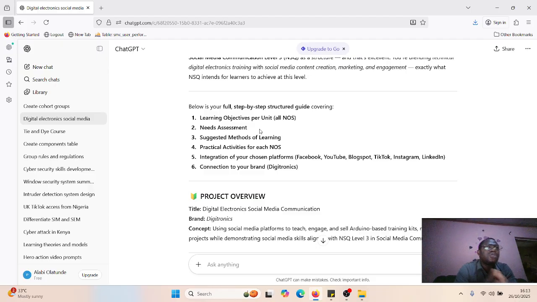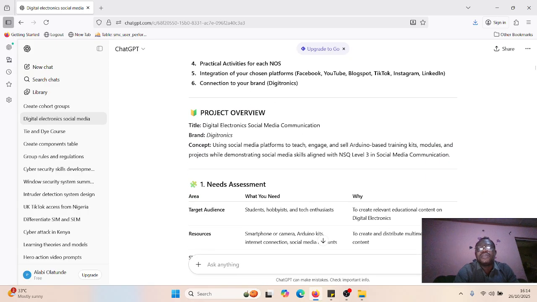Now, what you must know is the concept that will bridge the two together. What you must know will fulfill the requirements for NSQ. Let us not waste much time on that. The suggested method of learning is practical activities for each NOS, because each objective will tailor you to activities.